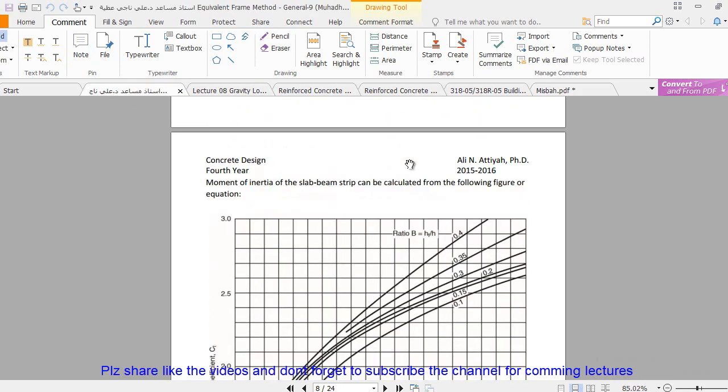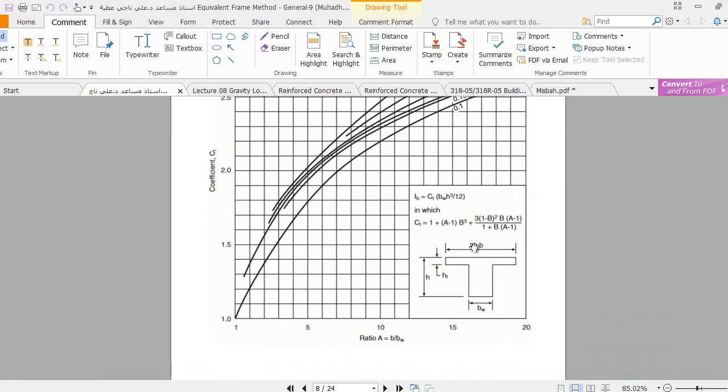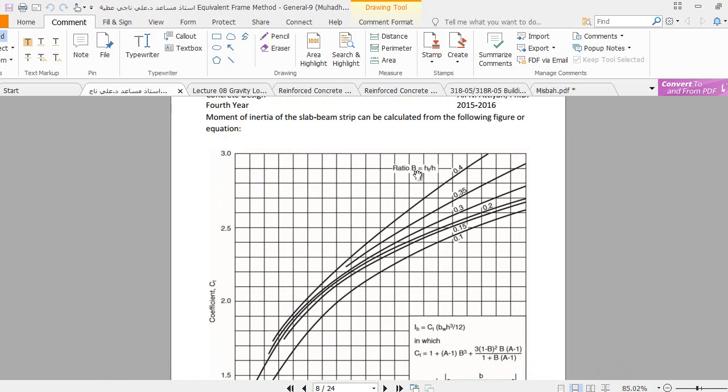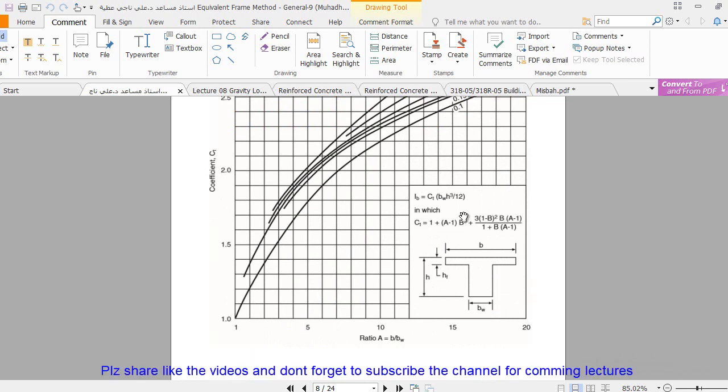If you search these notes on Google, you find this graph. This graph is used to find the moment of inertia of a T section, clear? You see IB, the moment of inertia of the T section. Here you have CT, and here you have these curves, which are selected on the basis of the HF to H ratio. HF is the flange thickness and H is the total overall thickness. Similarly you have to calculate this CT coefficient, which is calculated from this equation.